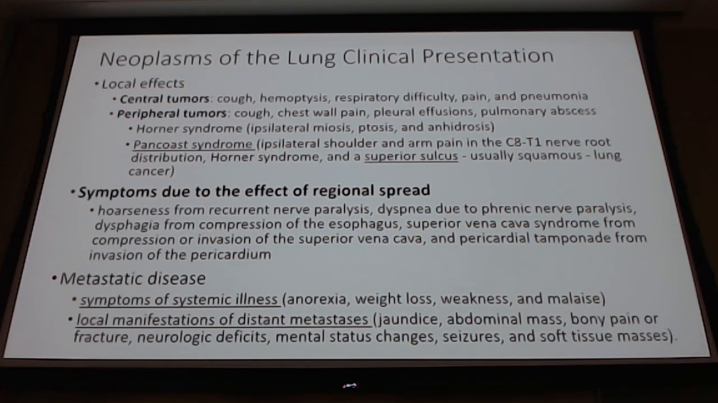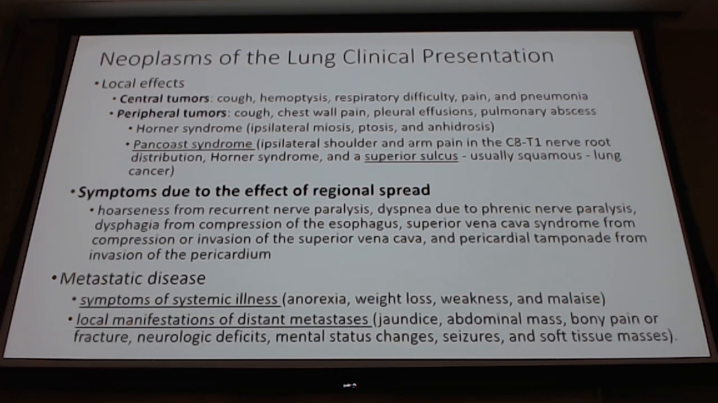So when we have regional spread, okay, that's when we start to see the hoarseness from the laryngeal nerve paralysis. We could have dyspnea due to phrenic nerve paralysis, dysphagia from compression of the esophagus, okay, if it's central. We can have superior vena cava syndrome from compression or invasion of the superior vena cava, okay? And then pericardial tamponade. That's if it starts to spread or gets bigger.